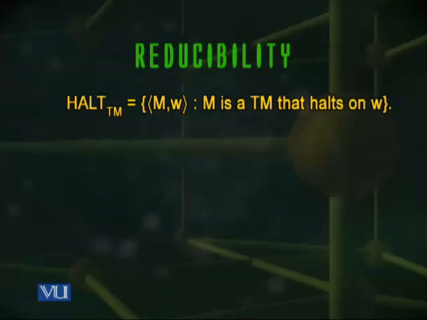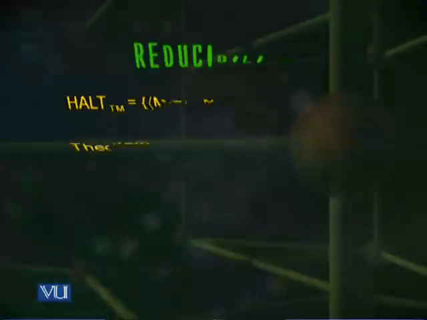Let HALT_TM be the set of all pairs M, w such that the Turing machine M halts on w. Notice that this problem HALT_TM is slightly different from ATM. ATM was the acceptance problem. You were given a Turing machine M and w, and we had to tell whether the Turing machine M accepts the string w. This problem is slightly different. We're given a Turing machine M and a string w, and we have to decide if M will halt on this string w or not. So this is a slightly different language.